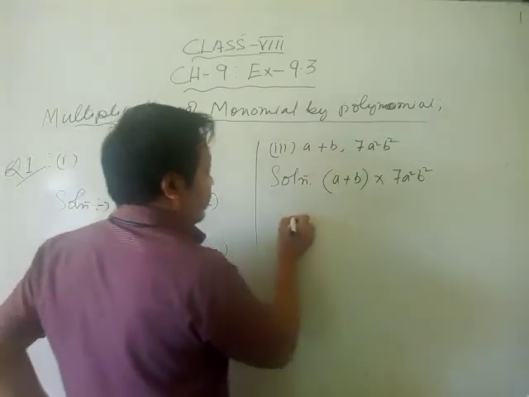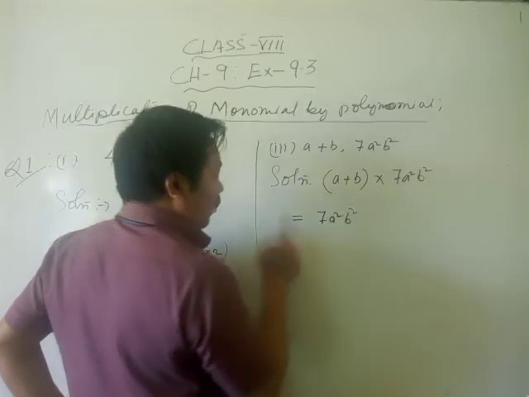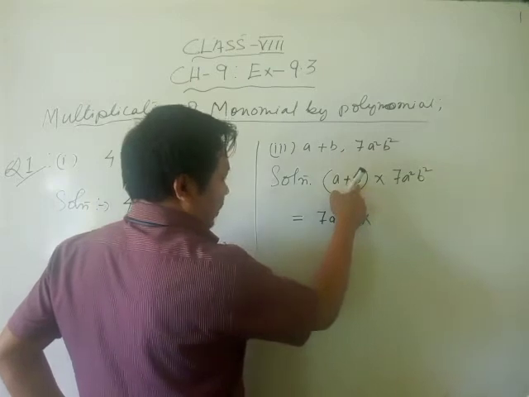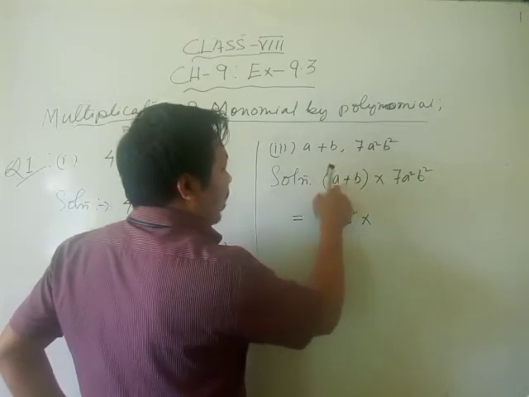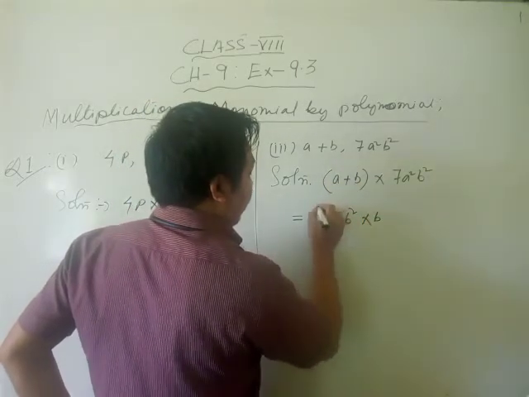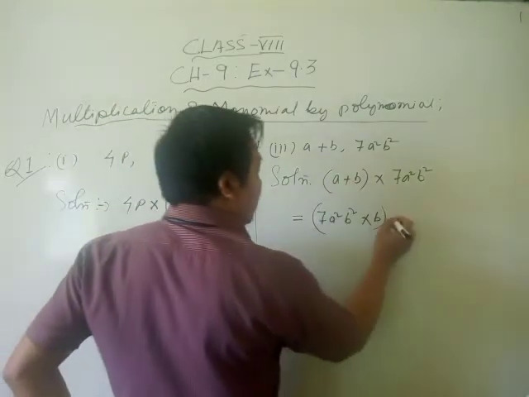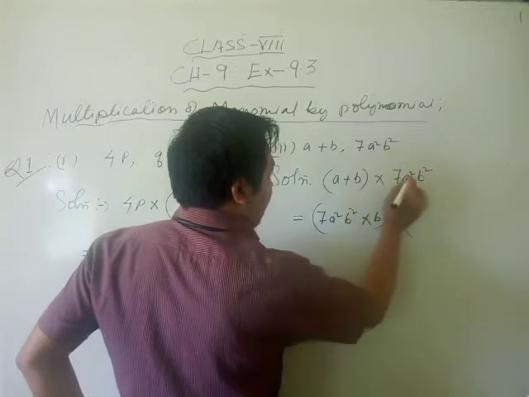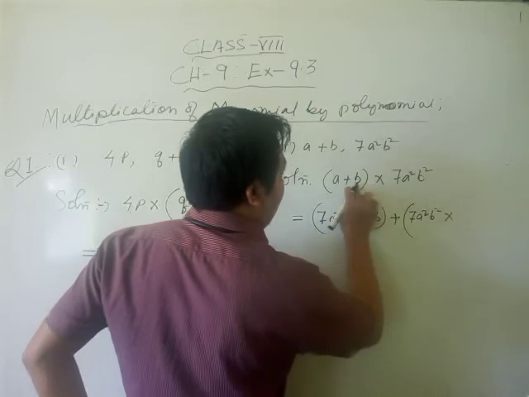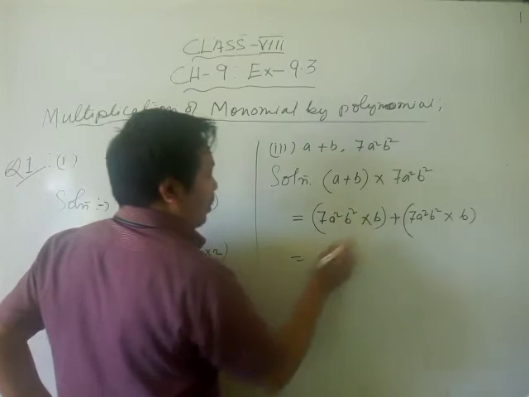Okay, so you see here, the next step: this 7a squared b squared, the monomial, is going to multiply with each term in the polynomial. How many terms are there? Two terms are there. One is a and another is b, isn't it? So into a. Put this as one expression, or one set here. Then plus I put here. In bracket again, bring this 7a squared b squared once again and multiply with the other term of the polynomial, that is b, isn't it?